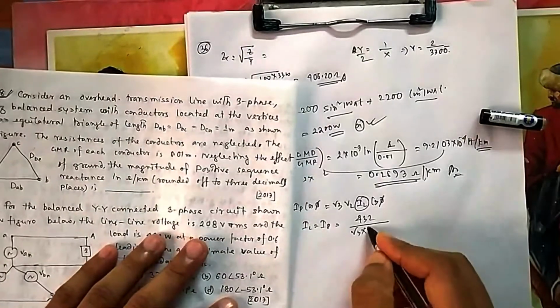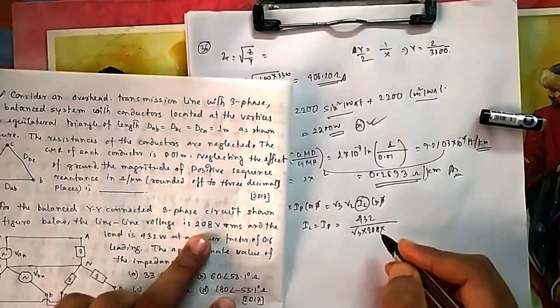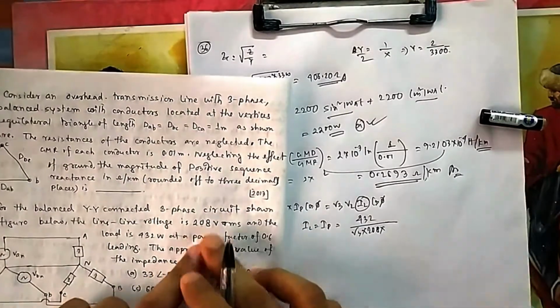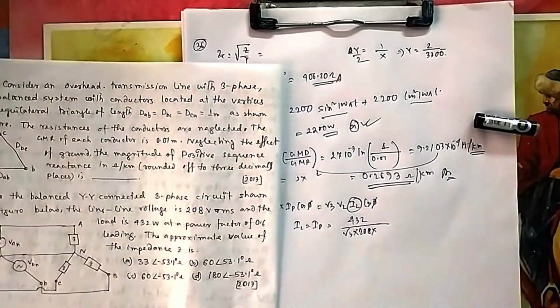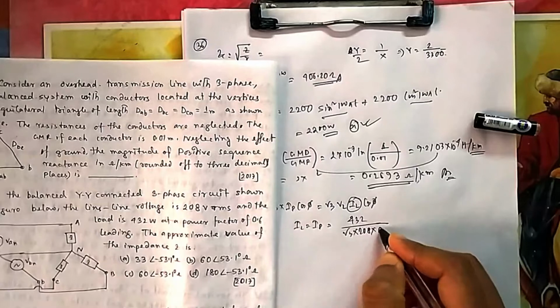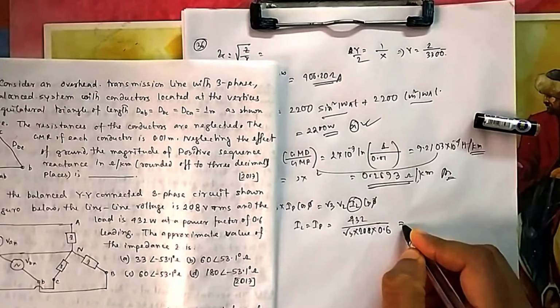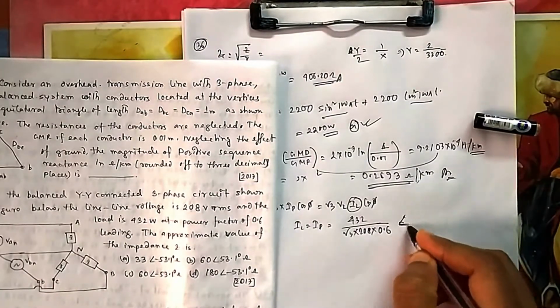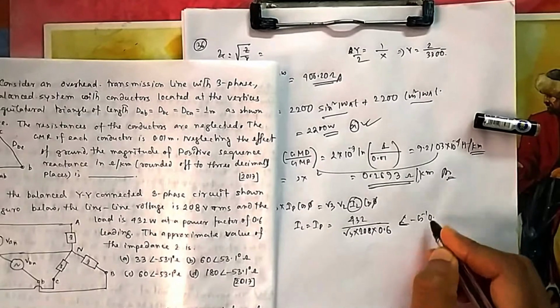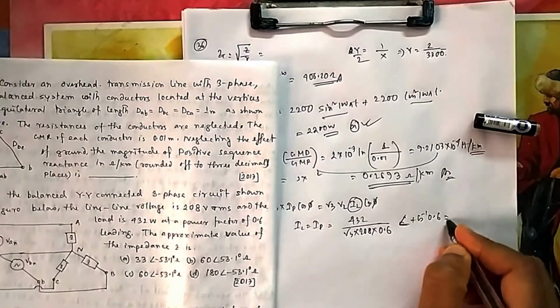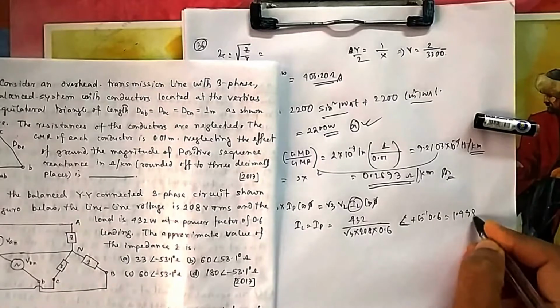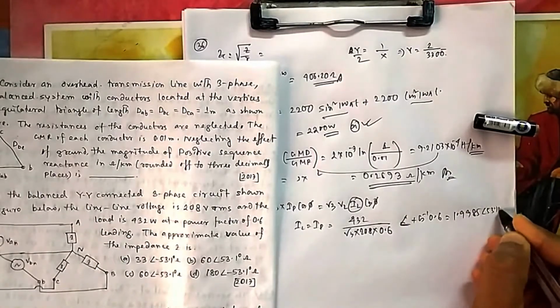This voltage is line to line voltage. If it is not mentioned also, simple voltage means line to line voltage. If three phase voltage is given, nothing is mentioned, then by default you consider it as a line to line voltage, and power factor is 0.6. So if you do, and then with an angle of minus cos inverse 0.6, because it is leading, plus 0.6. So you will get it is 1.9985 at an angle of 53.13.